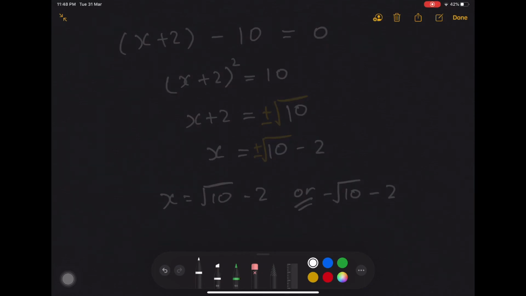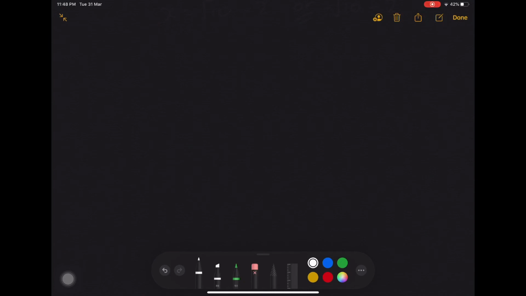Next I'm going to show you how to complete the square when there's a number before the x squared, the coefficient of x squared. You're going to do it differently. I'm going to give you a very simple example: 2x squared, just now we used a plus, so right now let's use a minus, minus 8x plus 2.